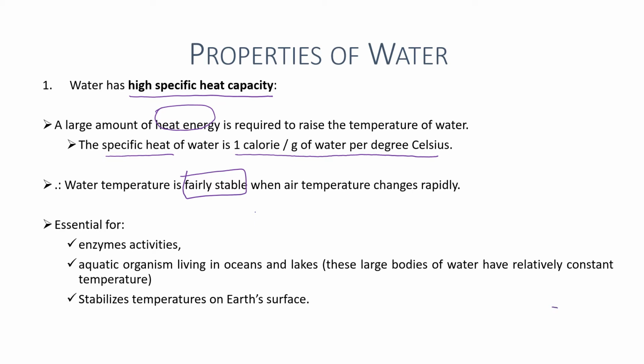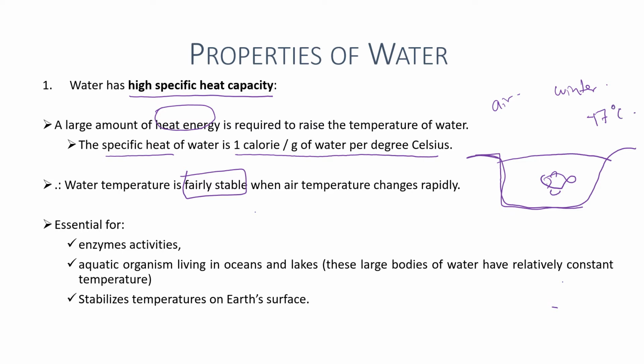For example, here you have a lake, with aquatic organisms living in the lake, such as fish, for example. And the environment outside, the air, is really cold, for example, during winter. For example, the air outside, the temperature can drop down to 17 degrees Celsius.